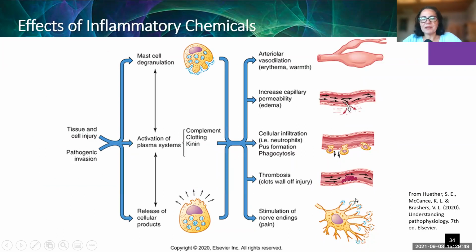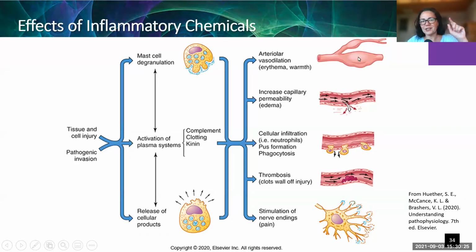This diagram is quite simple. It's not in your textbook. I included it in the PowerPoint so you can take a look at it more closely. It's from the Understanding Pathophysiology book by Huether, McCance, and Brashers. Very briefly, inflammation can be triggered by just tissue injury, or tissue injury and pathogenic invasion. You get the mast cells to degranulate, they release their histamine, and look at all the effects.